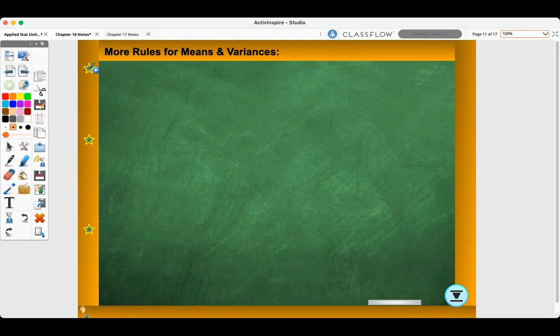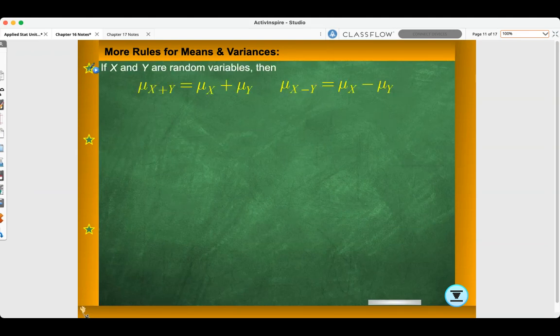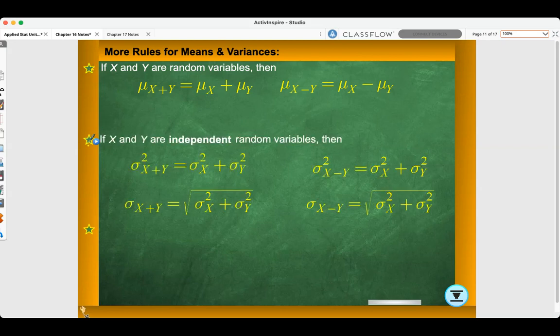More rules for means and variances. If x and y are random variables, then the mean of x plus y equals the mean of x plus the mean of y. The mean of x minus y equals the mean of x minus the mean of y. If x and y are independent random variables, then the variance of x plus y is the variance of x plus the variance of y. The standard deviation of x plus y is the square root of those variances added. Now, when they're subtracted, you never subtract variances and standard deviations. You always add them, okay?